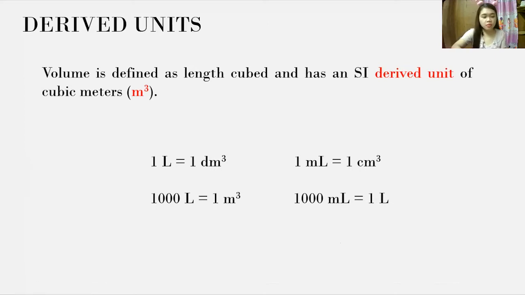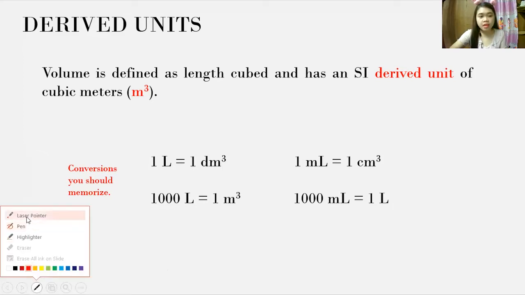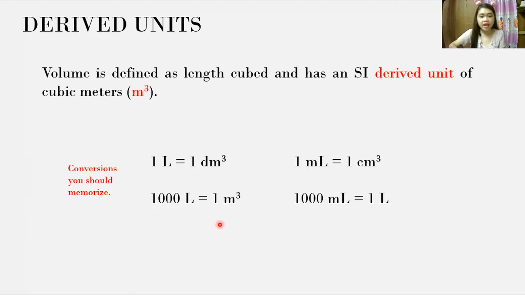But usually in our calculations, we apply different units for volume. You should memorize these conversions in order to proceed in converting one unit of volume to another. Here we have 1 liter, which is equal to 1 decimeter cube. And 1,000 liters is equal to 1 meter cube. And 1 ml is equal to 1 centimeter cube. And 1,000 ml is equal to 1 liter.